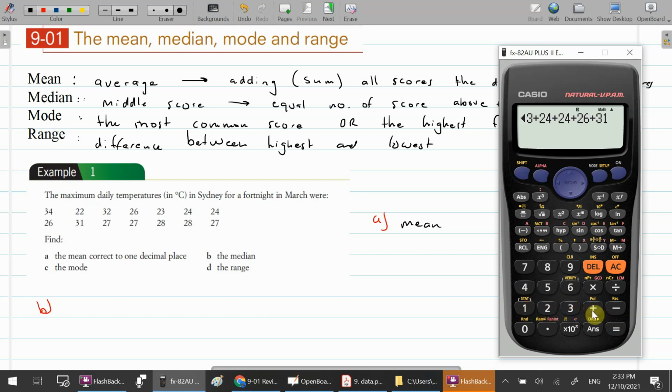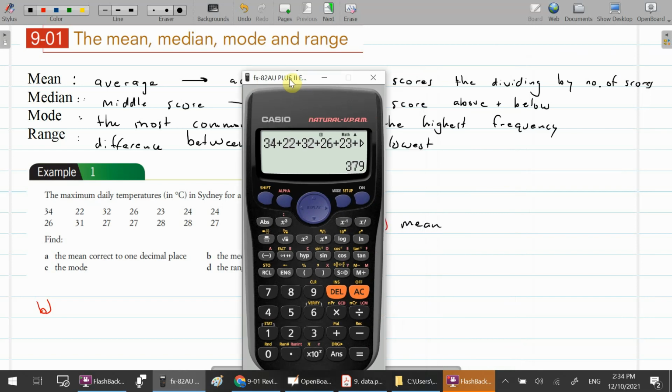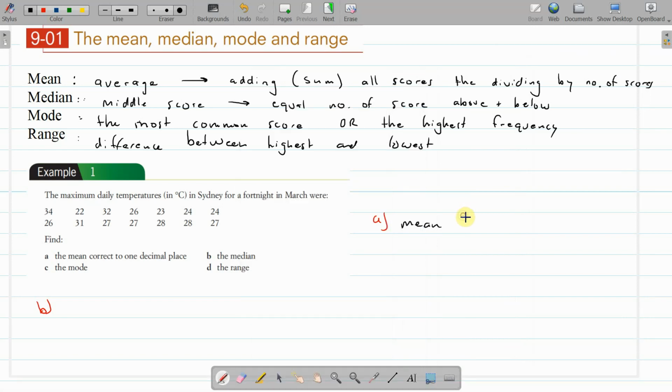Okay, 31, 2 27s, 28, 28, and finally 27. The sum is 379. So the total of adding all the scores is 379.